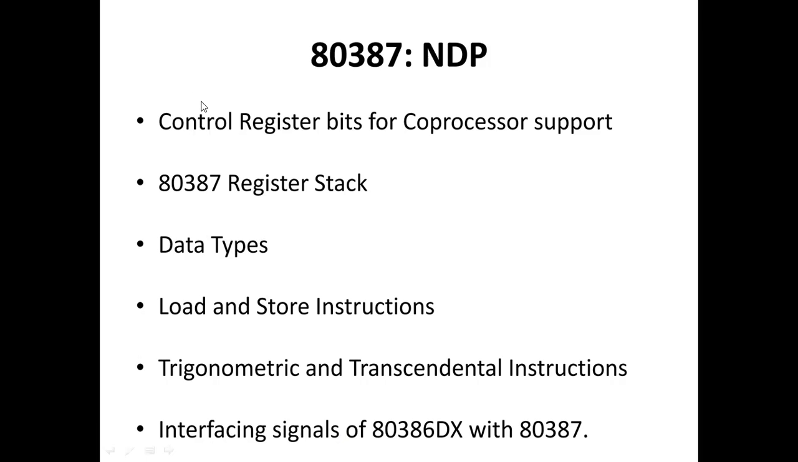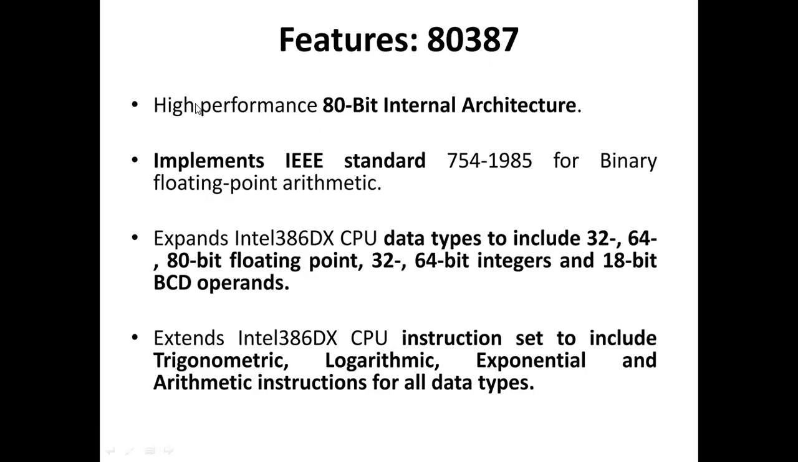The features of the 387: it has a high performance 80-bit internal architecture. It implements the IEEE standard 754-1985 for binary floating point arithmetic. It expands the Intel 386 data types to include 32-bit, 64-bit, and 80-bit floating point, 32-bit and 64-bit integers, and 80-bit BCD operands.